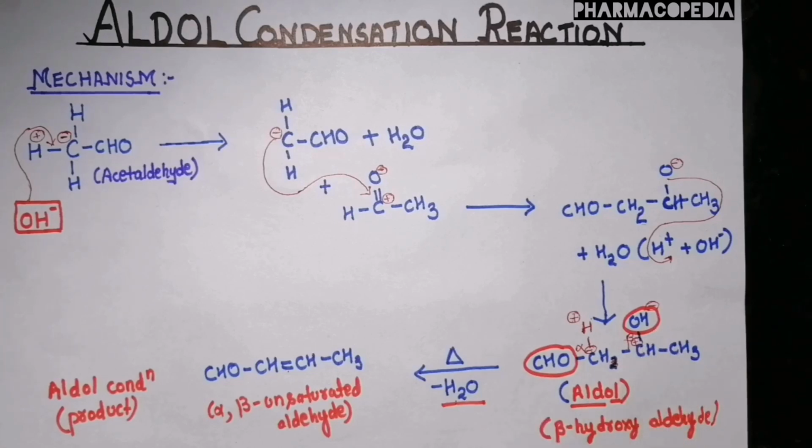Now there is a very important question which is asked: why are we taking the hydrogen from this carbon, not from this carbon? The reason behind this is hyperconjugation. You might have heard that the alkene which has the more number of alpha hydrogens will be the most stable one. So this is about the mechanism of the aldol condensation reaction.